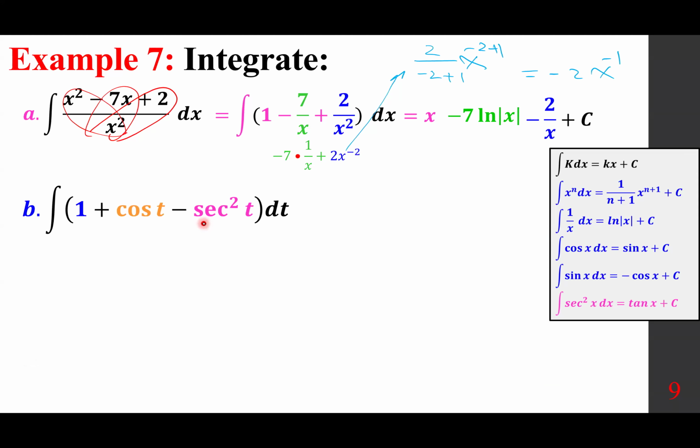The integral of 1 plus cosine t minus secant squared t dt: because the independent variable is t, 1 gives you t. Cosine, the derivative is negative, but the integral is positive sine t. Minus, remember the derivative of tan is secant squared, therefore the integral of secant squared t is tan t. So minus secant squared t gives you minus tan t and a constant.